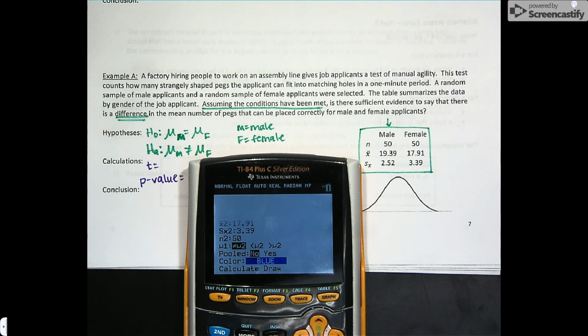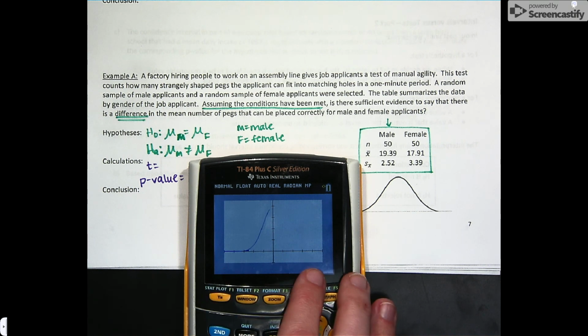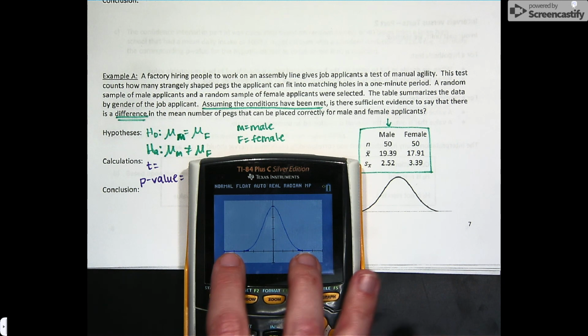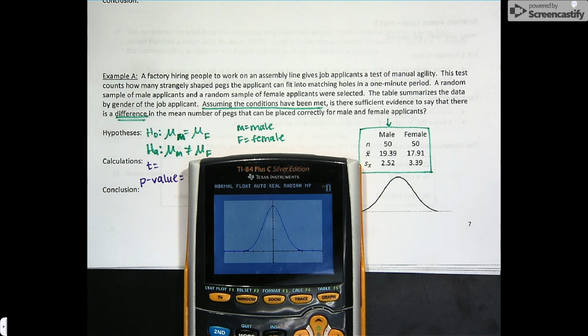And this one I'll hit draw. That way you can see the curve shaded as well. Remember, draw does take a little bit more time because it's shading the curve for you. But the t-score and the p-value will show up here at the bottom after it's done slowly but surely graphing. So this should make sense. Remember, not equal to is a two-tailed test. That's why they're shading in both the tails.